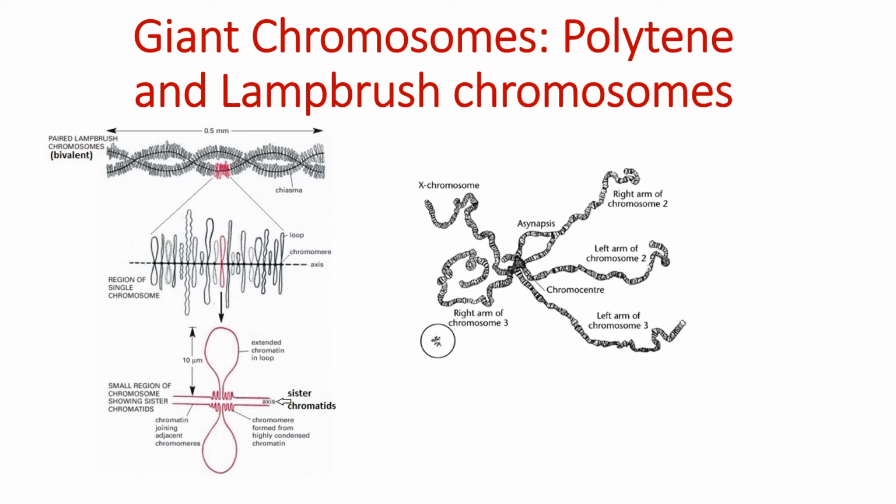In our last video we looked at the types of chromosomes. Here we are going to discuss the giant chromosomes, or the Polyteen chromosomes, and the lampbrush chromosomes. Okay, so let's get started.